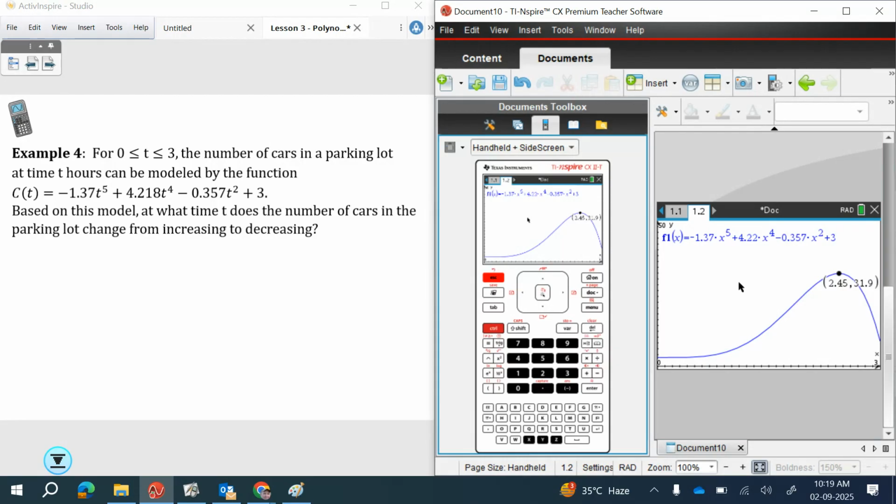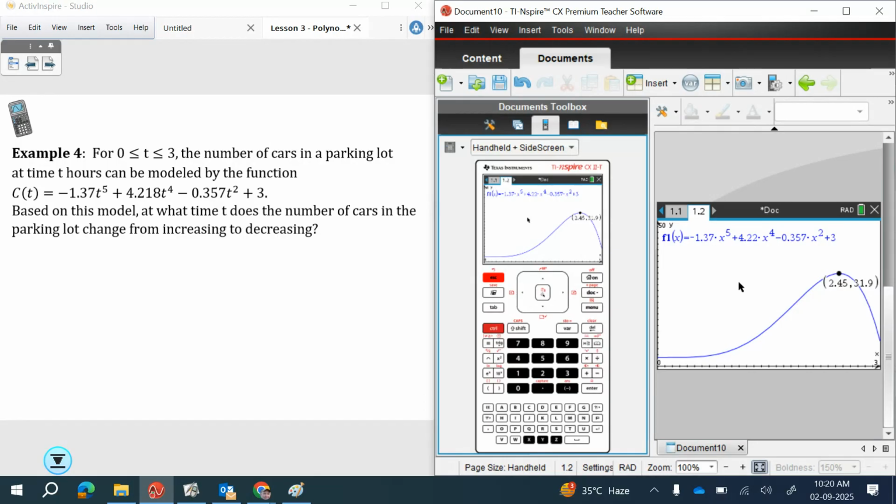Based on this model, at what time does the number of cars in the parking lot change from increasing to decreasing? Do we want when the rate of change changes from increasing to decreasing, or when the function changes from increasing to decreasing? Function. You have to read the wording carefully on this one. We want when the function changes from increasing to decreasing. Where does it do that? At the vertex, at the maximum. The function changes from increasing to decreasing at the maximum. The rate of change changes from increasing to decreasing at the point of inflection.